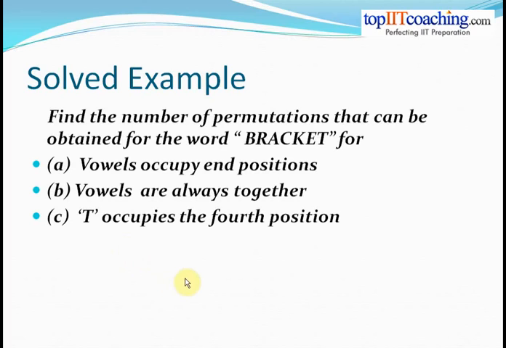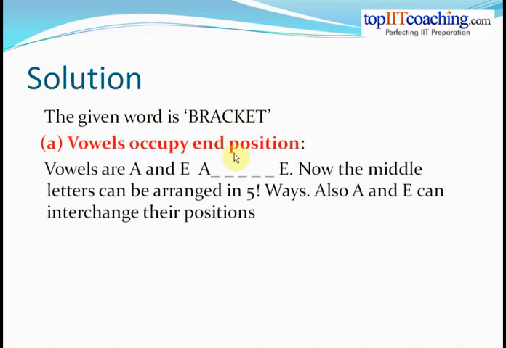Now let's go through the solution of it. The given word is BRACKET. Let's see the first case, that is vowels occupy the end positions. Here the letters of the word are B, R, A, C, K, E, T, and the vowels are A and E. We have 2 vowels. Now the condition says vowels should occupy the end positions. So the word could be arranged in this way, A being the first letter and E being the last one. It can also happen that E is the first letter and A is the last letter. So we have 2 ways of doing it.